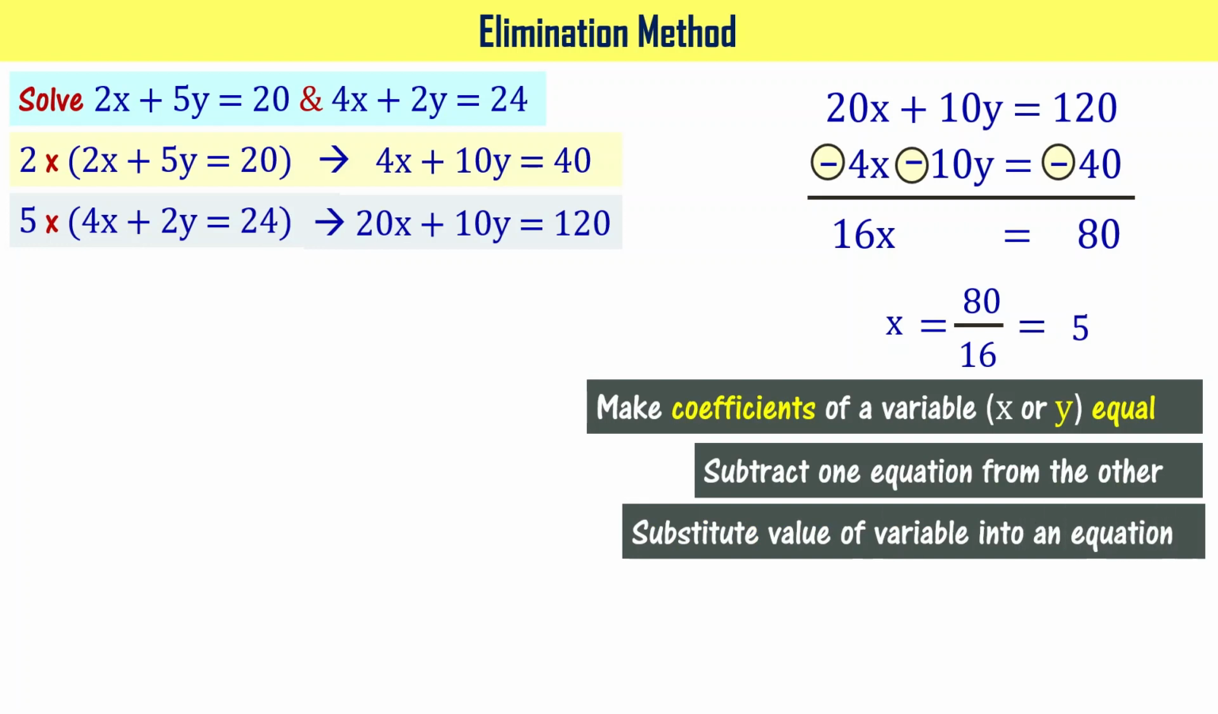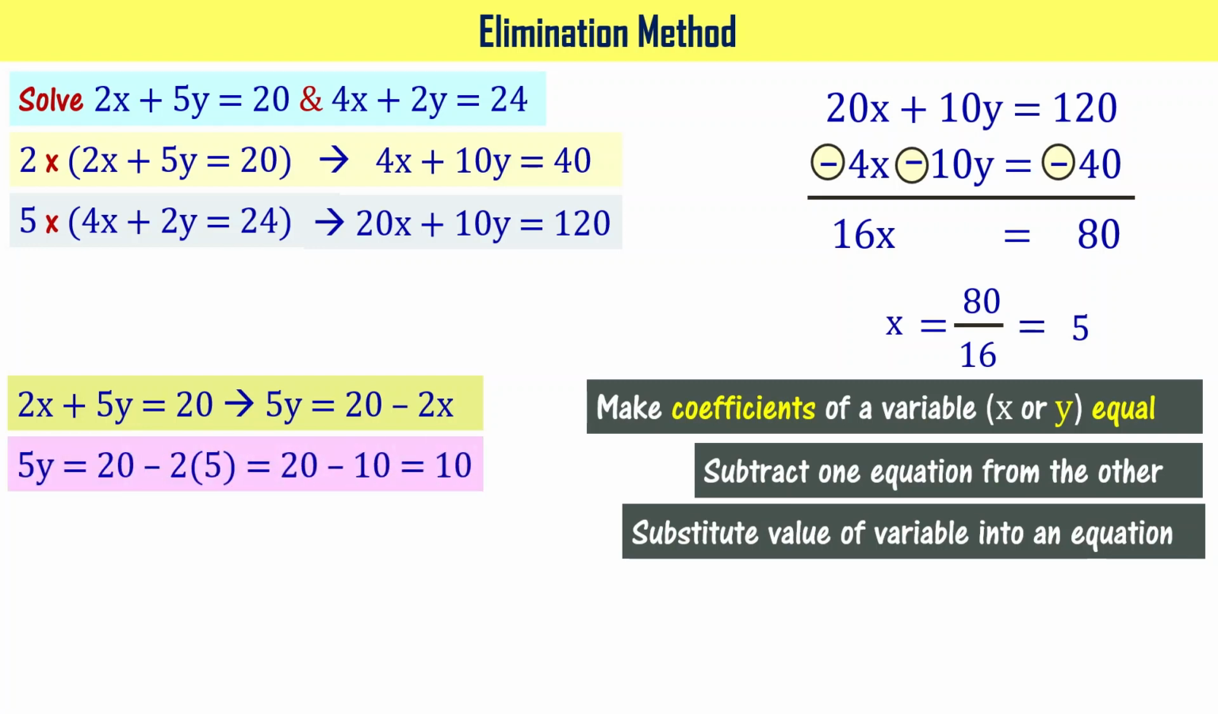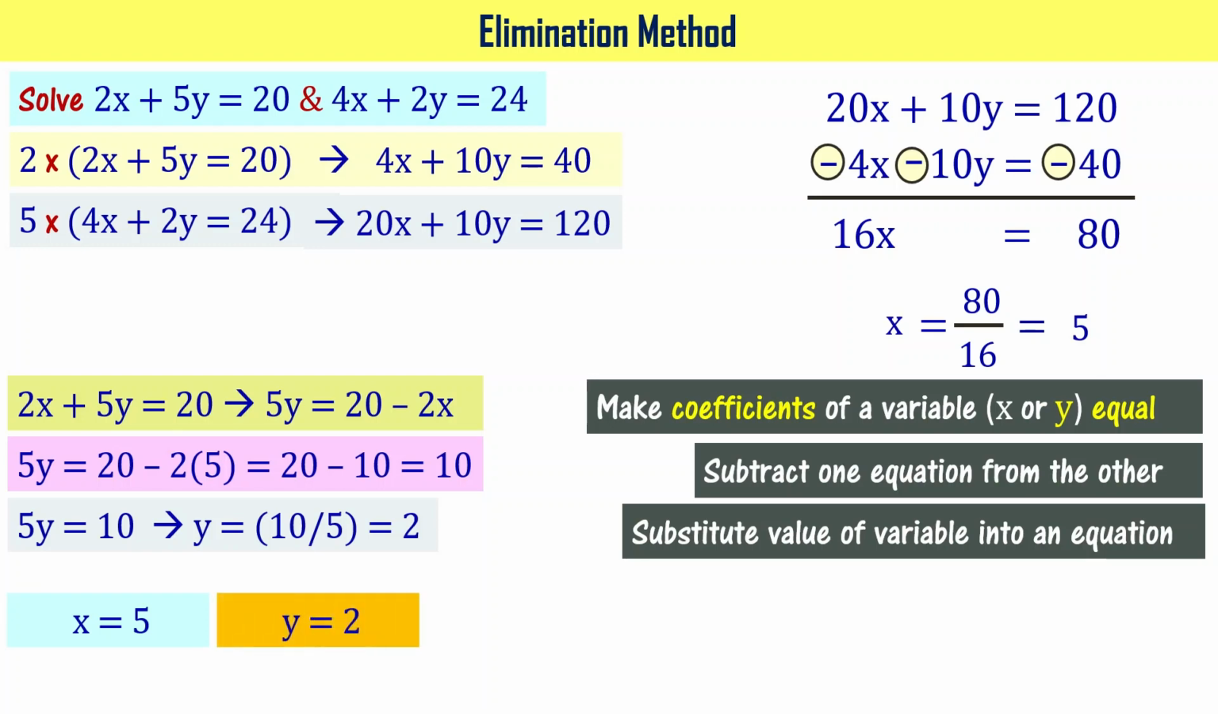The next step is we need to substitute the value of x now into an equation. Let us consider 2x plus 5y equal to 20. That can be written as 5y equal to 20 minus 2x, right? Let's substitute x equal to 5 into this equation such that 5y can be written as 10. It means y equal to 2. X equal to 5 and y equal to 2 is the solution for the given pair of linear equations.